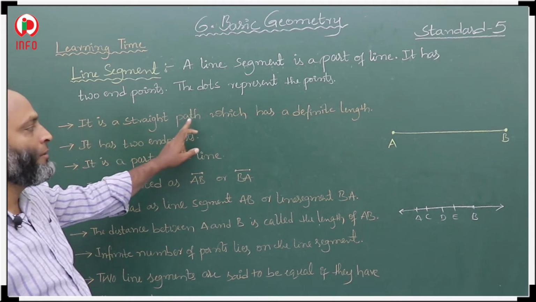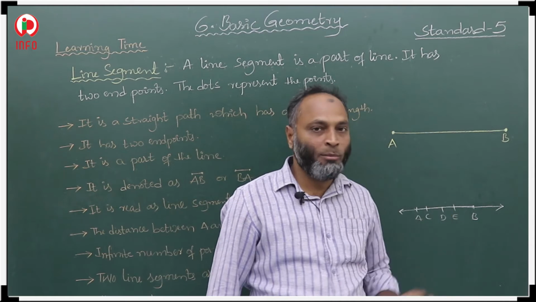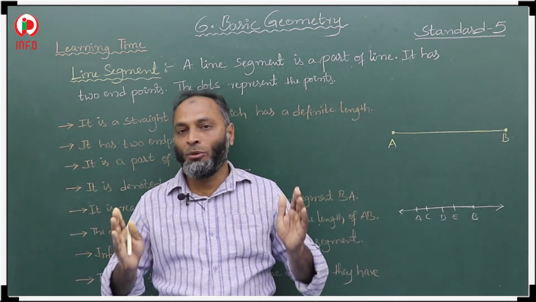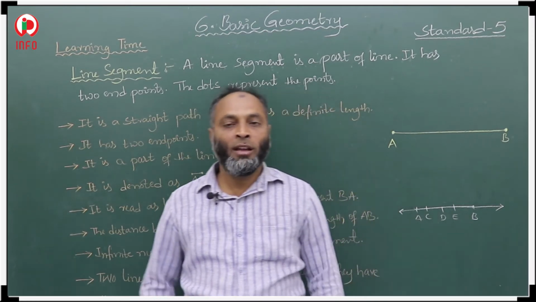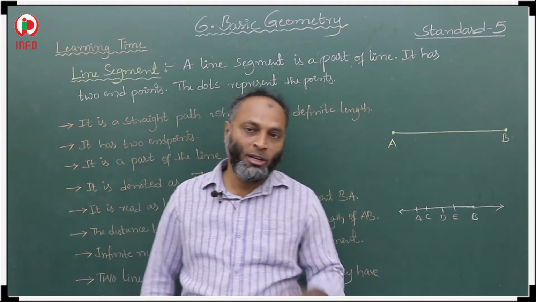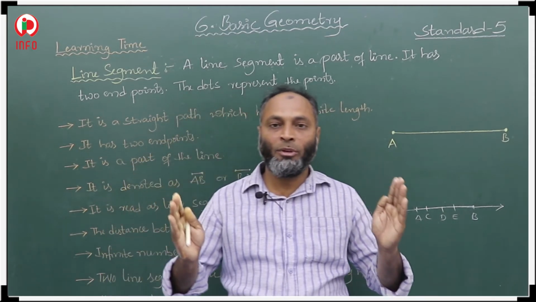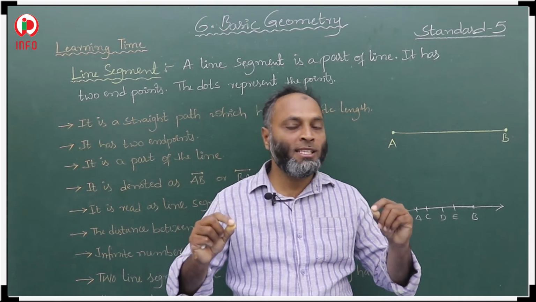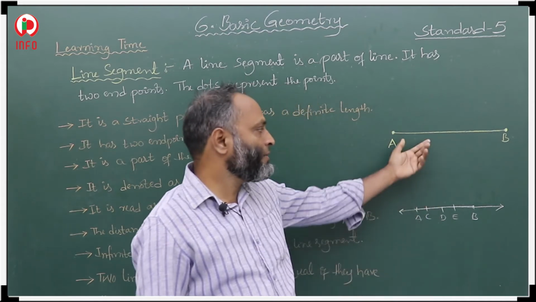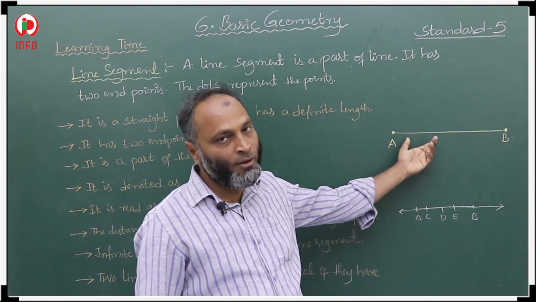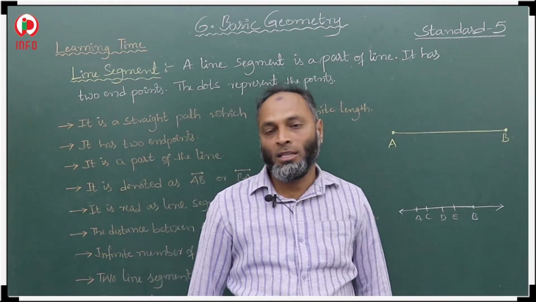It is a straight path which has a definite length. Why does it have a definite length? Because this line segment has two endpoints. Once they have endpoints, they have a fixed length, and then we can measure the line segment. Once they have endpoints, the distance is the same, meaning the length is the same. If the length is fixed, then we can measure. So AB, this line segment, has two endpoints, A and B, and AB has a fixed length, so we can measure the length of line segment AB.